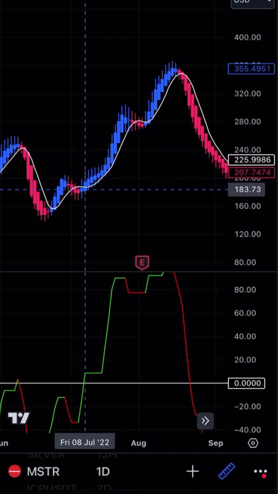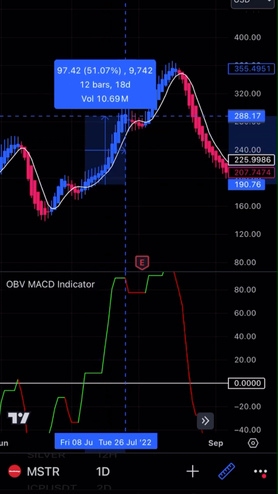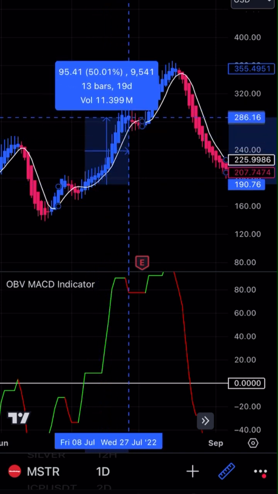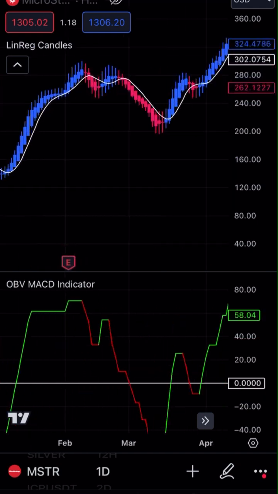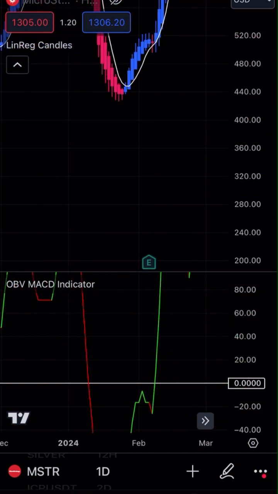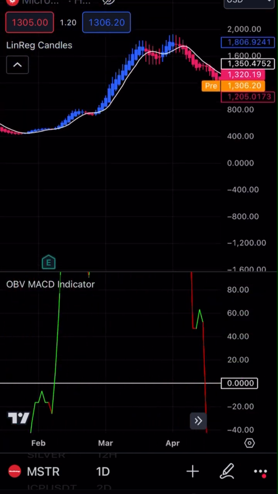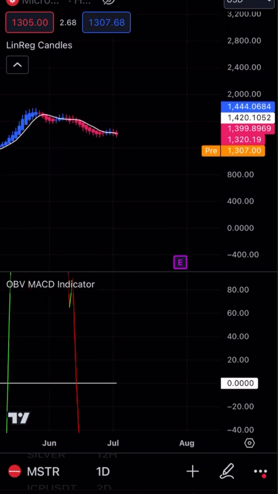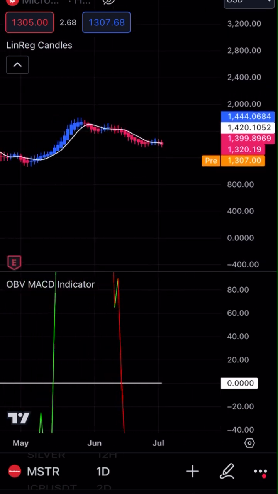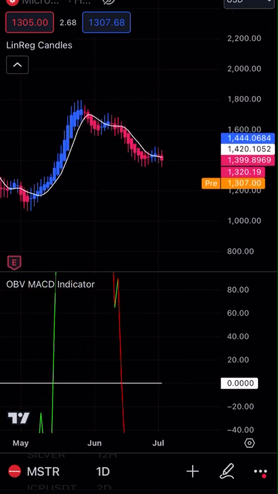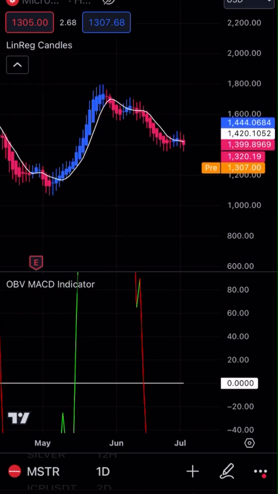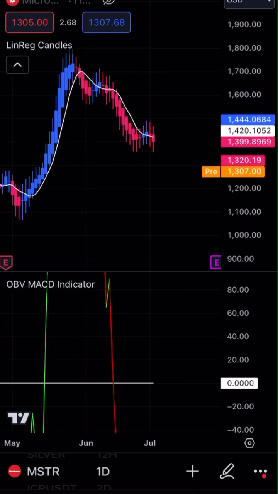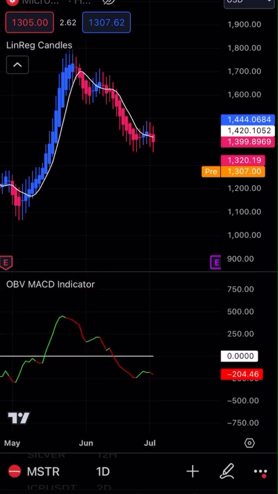This is probably the last one I'll do with MicroStrategy. I'm going to look at a couple other assets. Right here, you see it crossing. If you rode this out till here, where it touches the linear line, this is a 50% right here. So that's how you do it. MicroStrategy moves more than a regular stock because it's connected to Bitcoin. So that's how you get some pretty good high percentages.